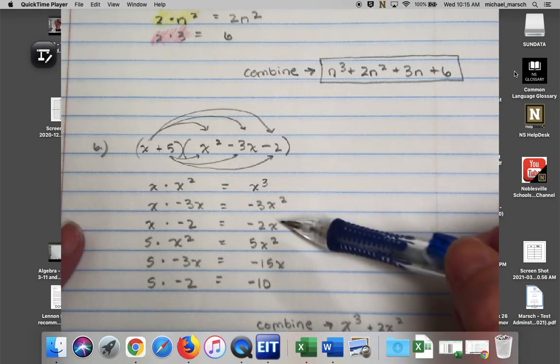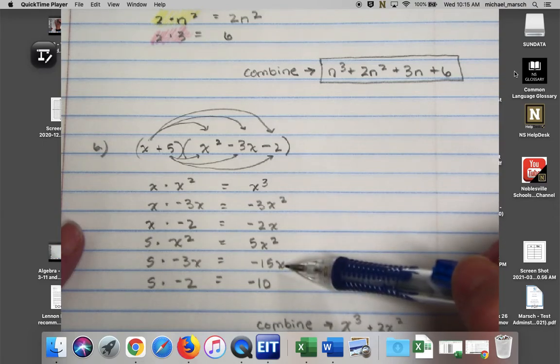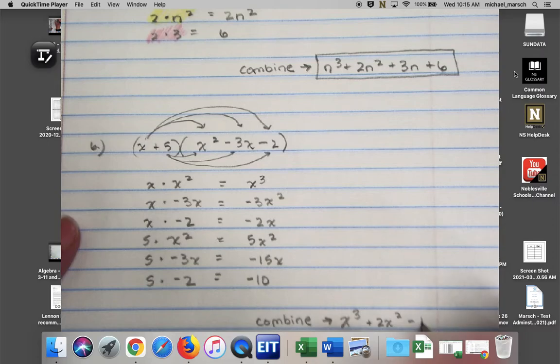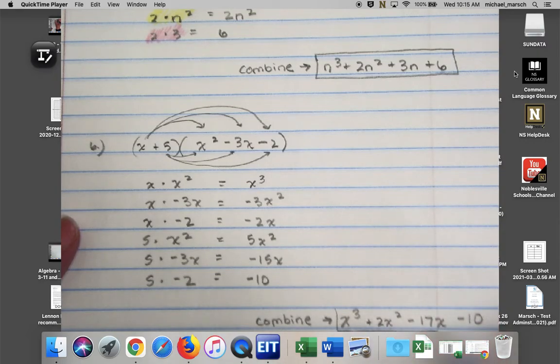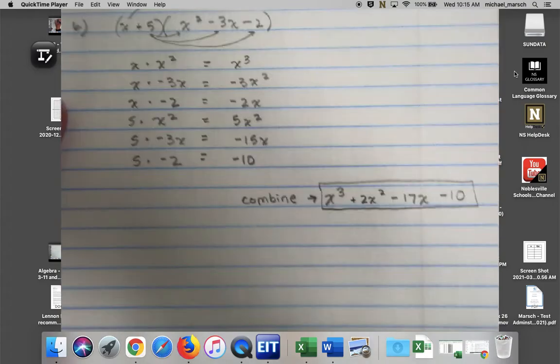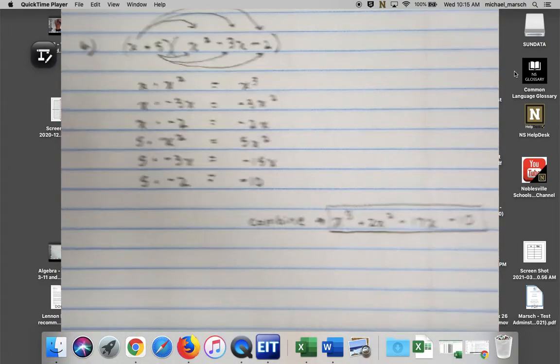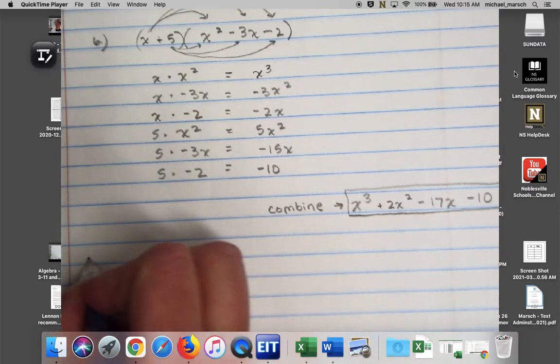Then I've got negative 2x and negative 15x, so that's going to give me a combination of negative 17x. And then I've just got this constant of negative 10 hanging out by itself. So no more of, I can't use the FOIL, but we still have a strategy, right? And that's all that matters. So let's do one more on this page.